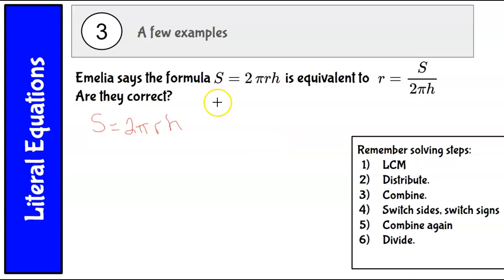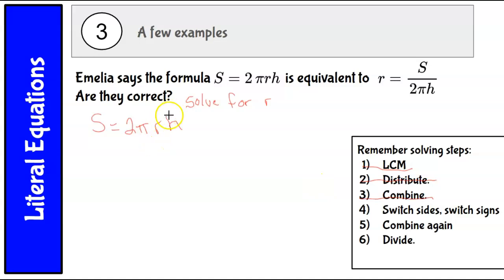First, we're going to look for a least common multiple, and again, we're solving for R because we want to see if this is the same as this. So first we look for a least common multiple. There's no fractions, so we don't need to do that step. There's no distributing. There's nothing to combine.